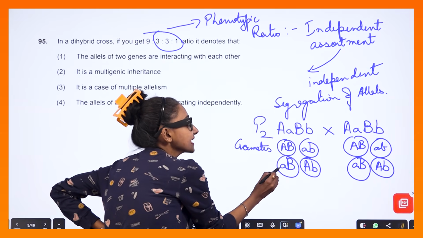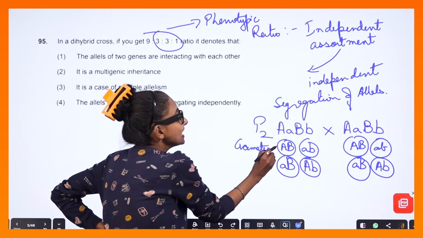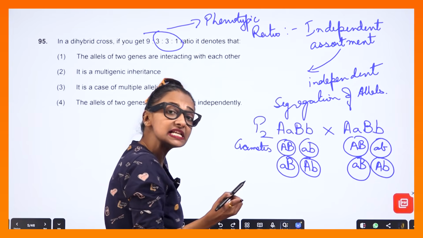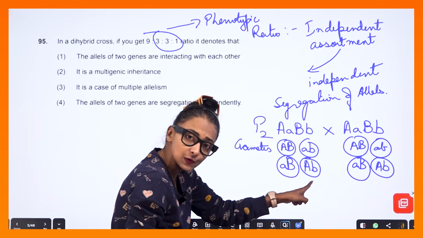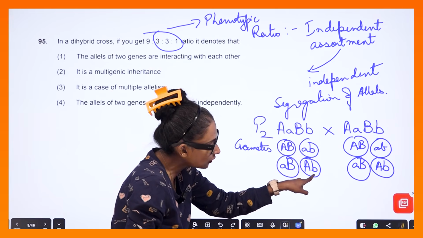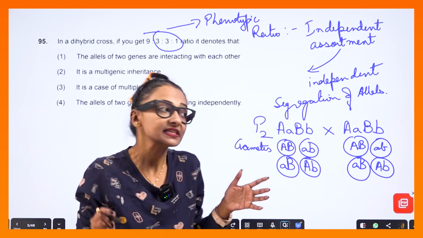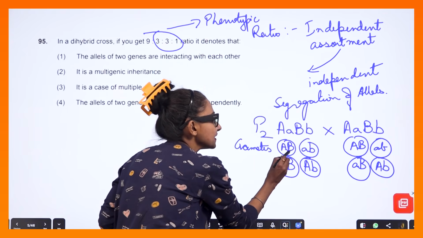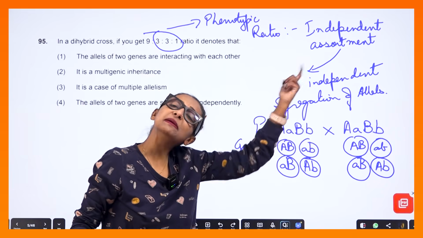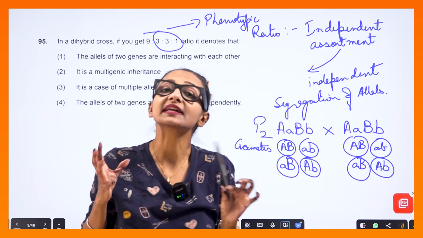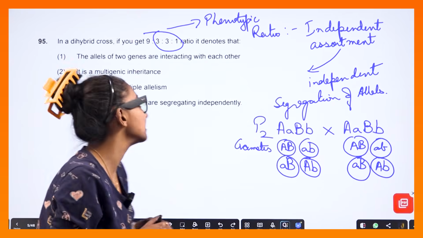Since the capital A allele can go with capital B allele of the other gene, it can also go with small b allele of the other gene. That means capital A can go with capital B or it can go with small b. Same with B also, isn't it? That means the alleles are segregating independently, right?